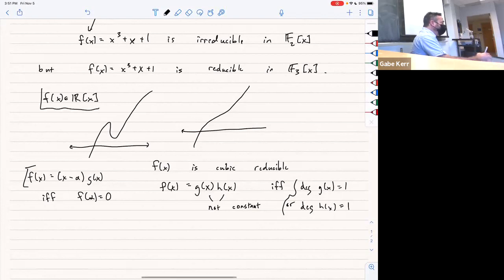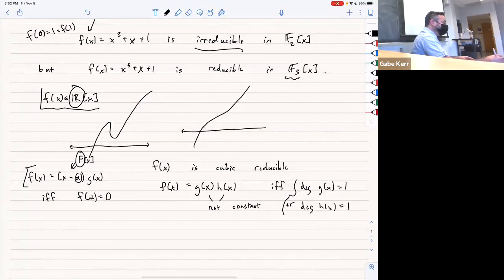Right? Your root is in the field of coefficients. The root is an element of that field of coefficients. I need this to be in the polynomial, which means alpha needs to be in F. How many alphas are in F, in F2? Okay, check. 0 cubed plus 0 plus 1 is 1. 1 cubed plus 1 plus 1 is 1. So f of 0 equals 1 equals f of 1. No roots. Irreducible.